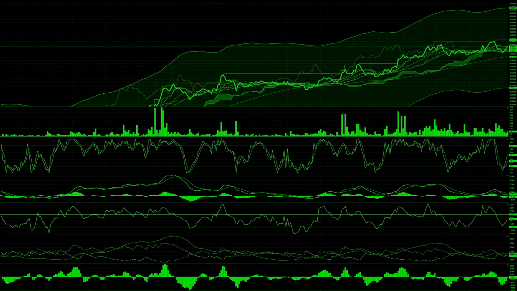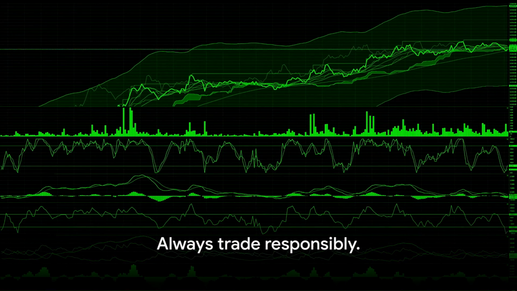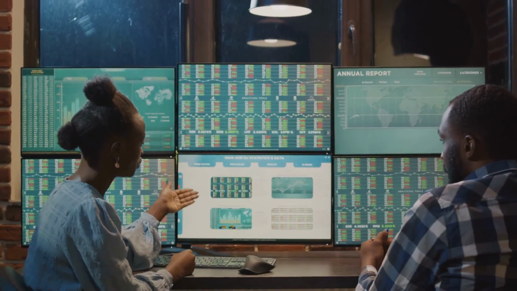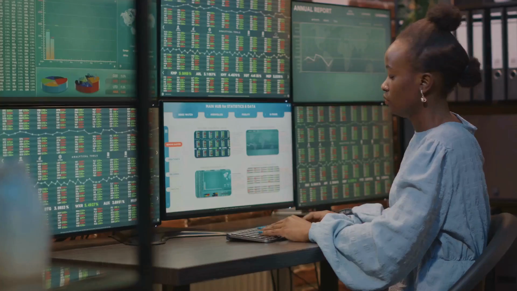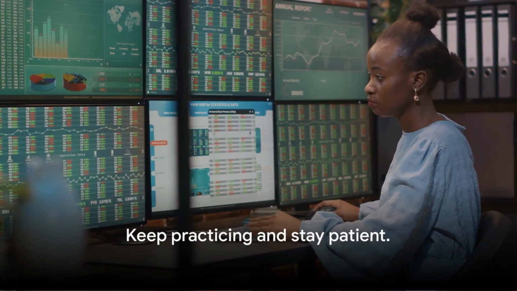So always trade responsibly. Keep refining your strategies, stay patient, and don't get disheartened by losses. They are stepping stones on your path to becoming a skilled Forex trader. Keep practicing, stay patient, and you'll be on your way to becoming a skilled Forex trader.